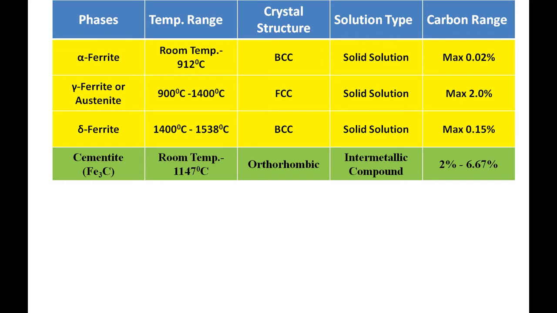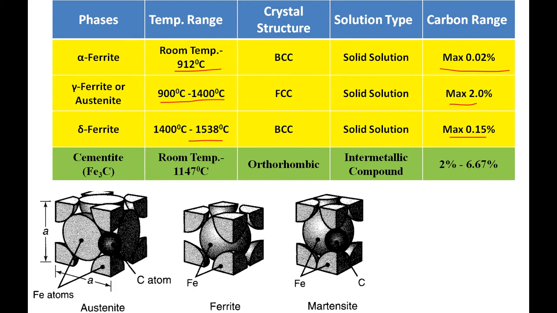Up to 912 degrees it is α-Ferrite, from 912 to 1400 it is gamma or austenite, and above 1400 up to 1538 it is delta-Ferrite, because after 1538 degrees pure iron is actually liquid. They all form a solid solution with carbon. The maximum amounts of carbon that can form a solid solution are 0.02%, 2% and 0.15%, and the structures are like this. These are the solid solutions.